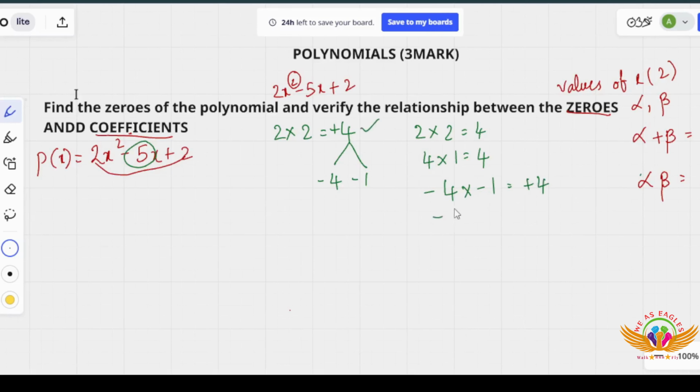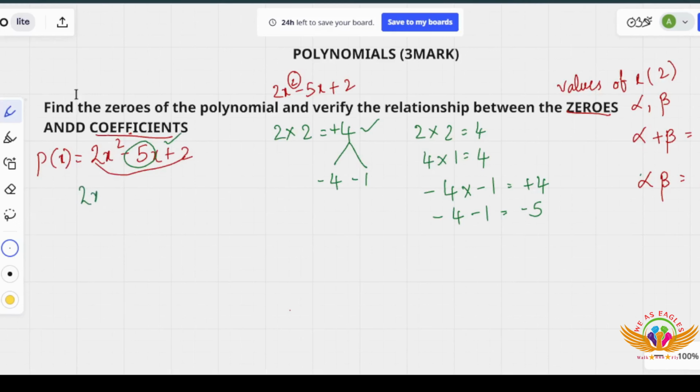Now I need to add the numbers. Minus 4 minus 1, I'll get minus 5. Yes, this is done. So you need to cross check while doing the factors. You need to be very careful because if one sign is changed, the entire problem goes wrong. So be very careful while doing the factors. So minus 4 minus 1 are the right factors that I got, and in the place of minus 5 you need to just replace there.